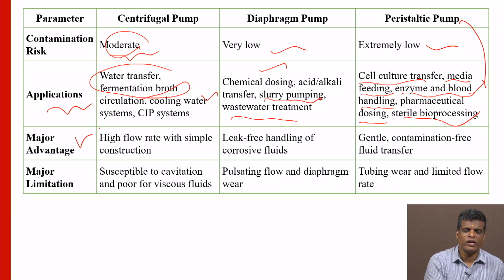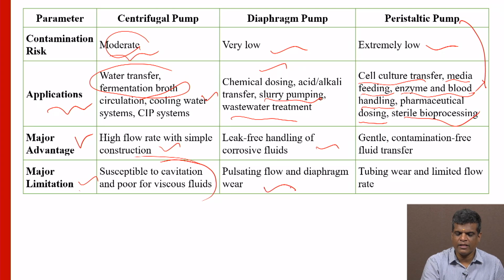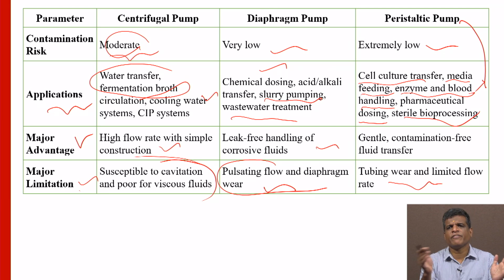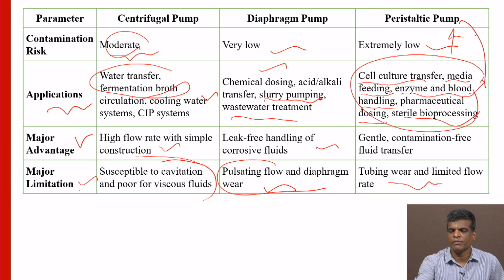So what are the major advantages and limitations here? It has a high flow rate, of course, while others we will use for low flow rate sometimes. But the major limitations here are cavitation and poor handling of viscous fluids, but we can handle the pulsating flow, and here also tubing and limited flow rate. So these are the different types: centrifugal pump, diaphragm pump, and peristaltic pump. Most of the cell culture processes use the peristaltic pumps here.